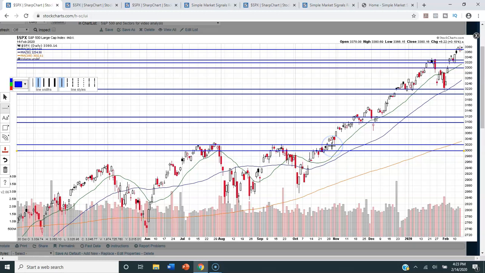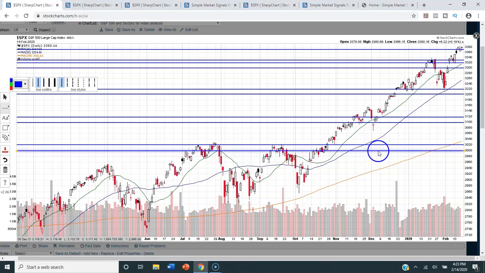I don't think that's going to happen anytime soon. This market is acting so resilient. Over the last few months, we've had a president impeached, we've had the coronavirus, and these markets have just been on an absolute tear. So nothing seems to faze this market. I don't think that's going to change anytime soon, but I have no crystal ball.